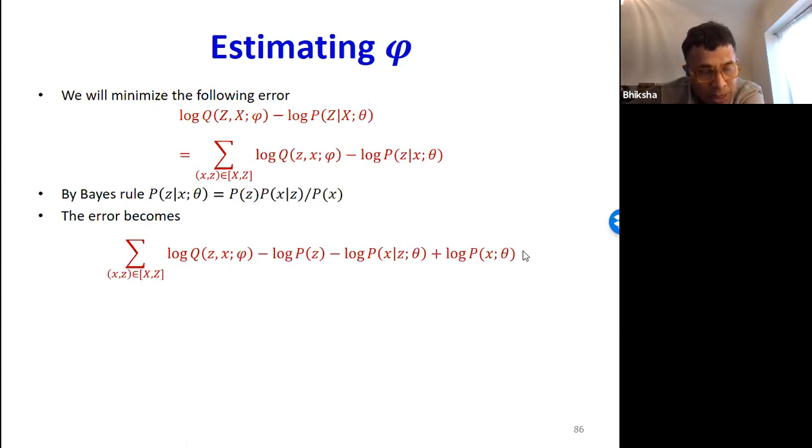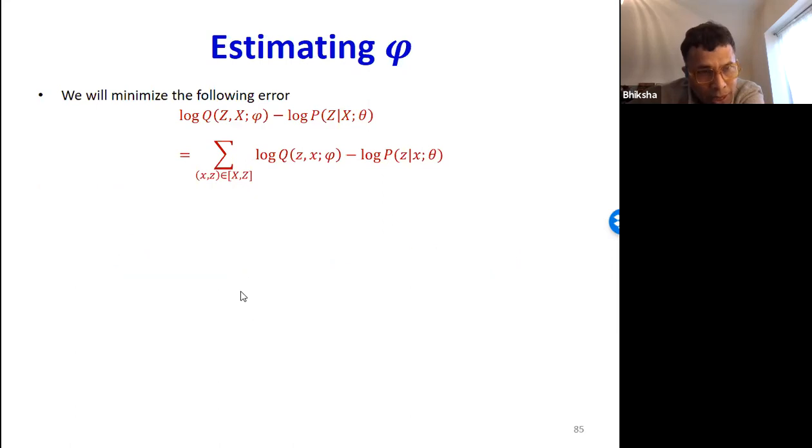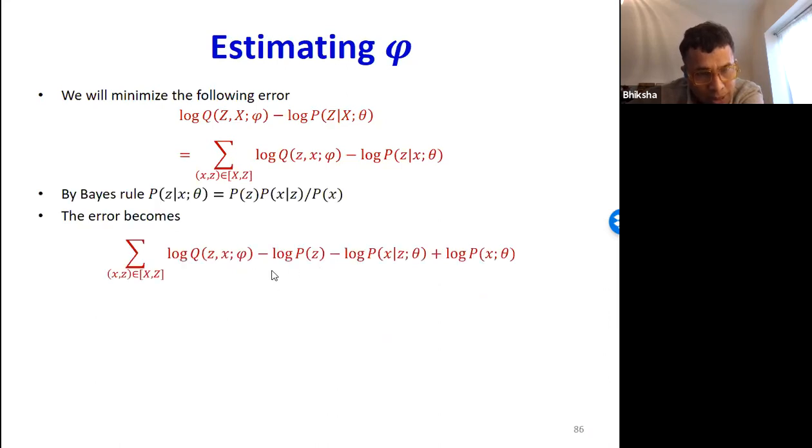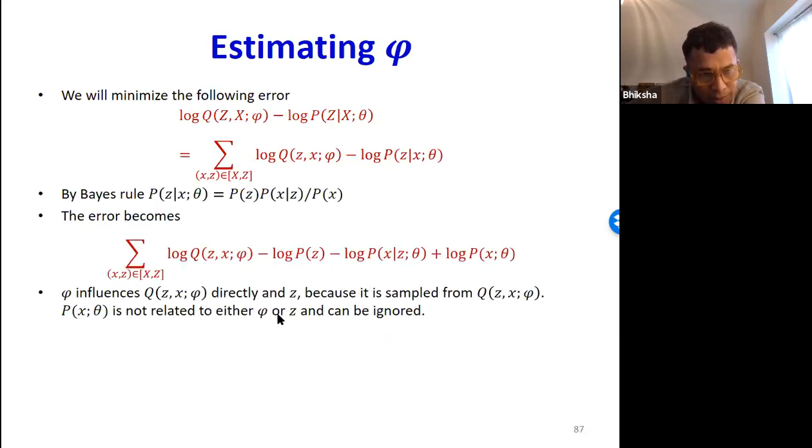P of x, as modeled by our function, only depends on the parameters of the nonlinear Gaussian model. P of x given z depends on the parameters of the nonlinear Gaussian model. This is just a standard Gaussian. Q depends on the parameters of the function that compute the mean and variance of the approximation to the posterior, right? So this parameter phi directly influences this guy, and it also influences z because we are sampling z from q, right? But this term is not related to either phi or z and can be ignored.